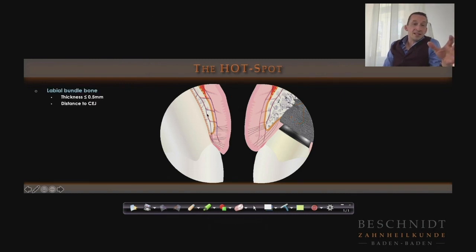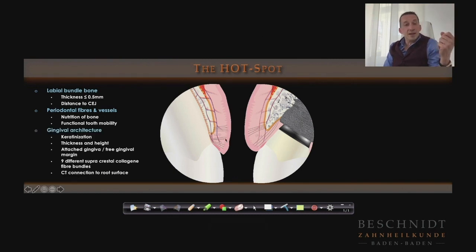On the tooth side, we have a very thin bundle bone, which is living and is strongly adhered to the root surface. On the tooth side, we have periodontal fibers between root surface and living bone, and these allow functional mobility. And we have a supracrestal gingival architecture, which is well organized due to 9 different collagen fibers.